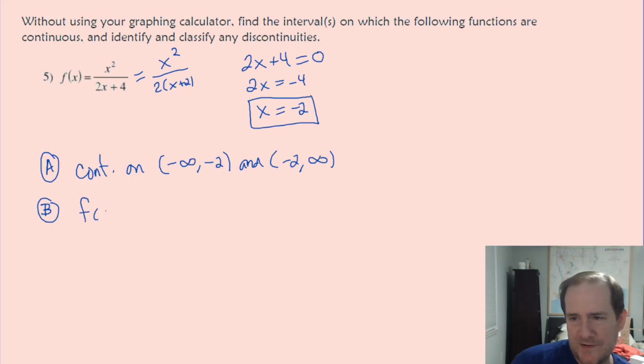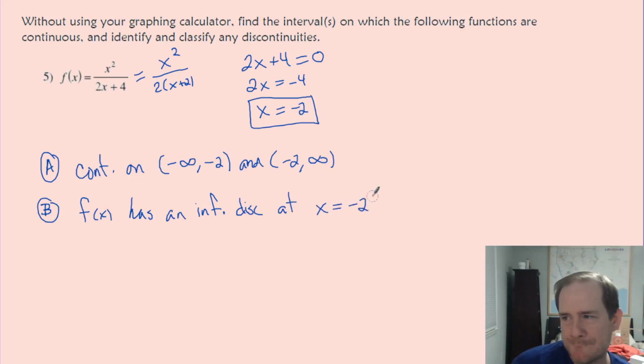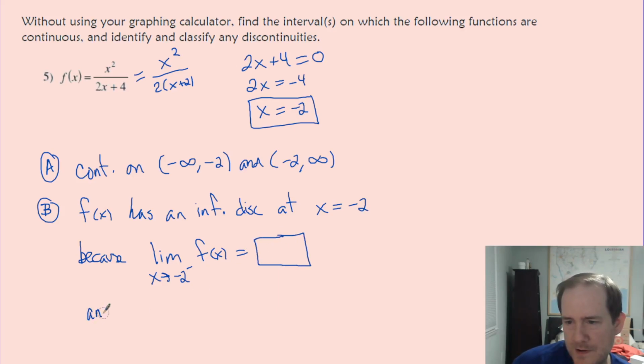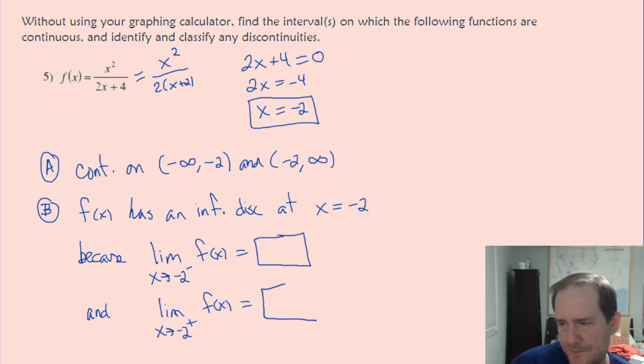Now we know f of x has an infinite discontinuity at x equals -2, because the limit as x approaches -2 from the left, that's going to equal something, and I do have to check both sides of the limit. So the limit as x approaches -2 from the right of f of x, that's going to be something.